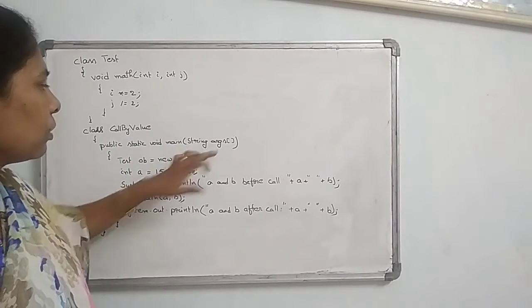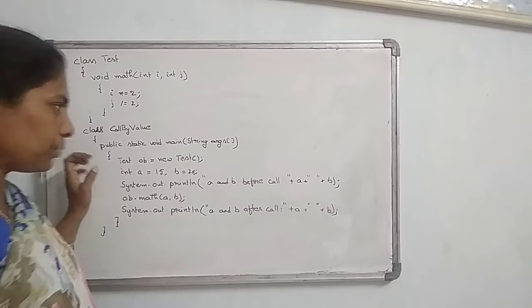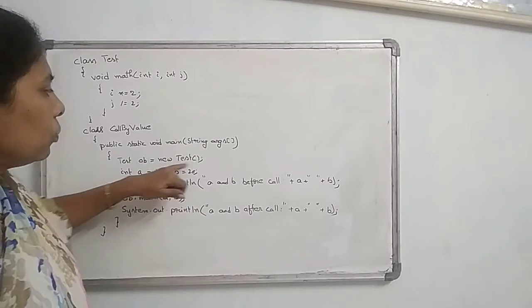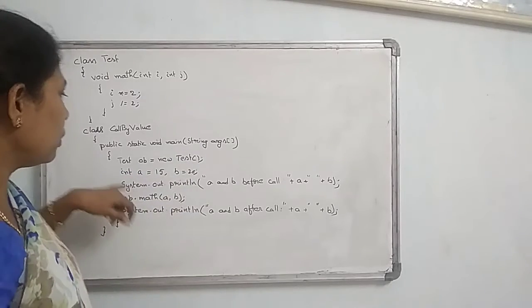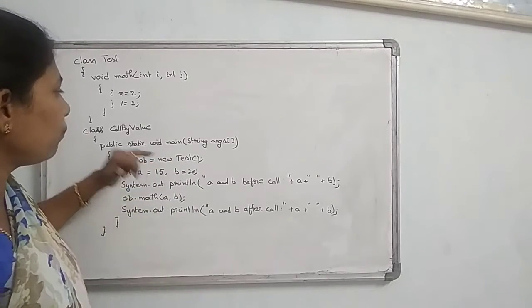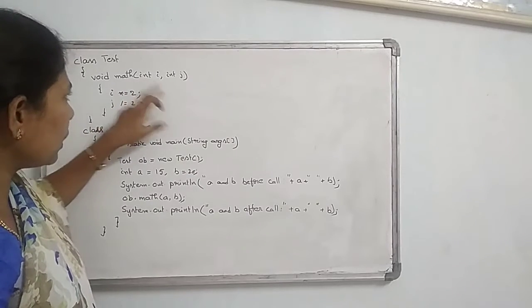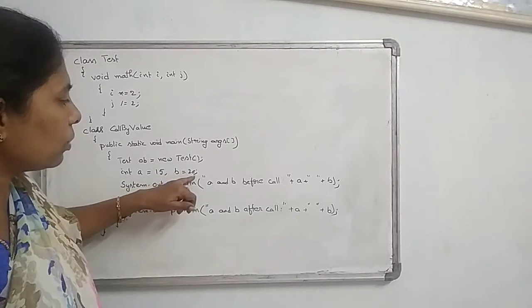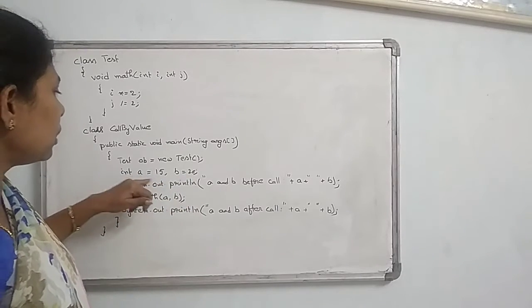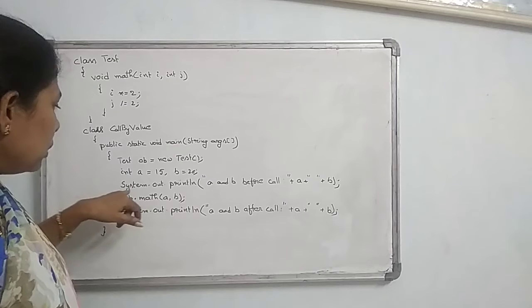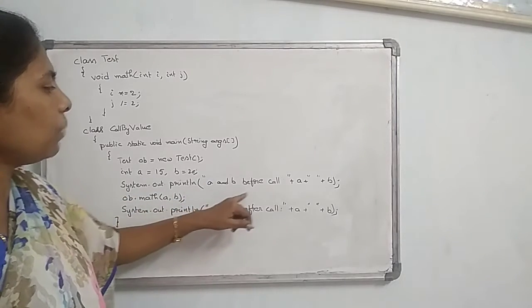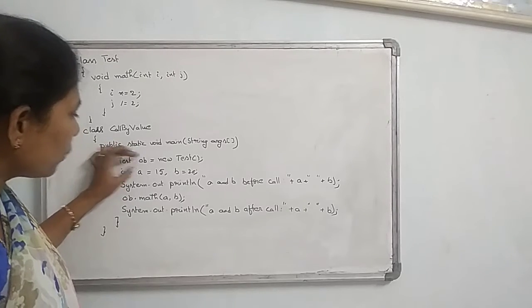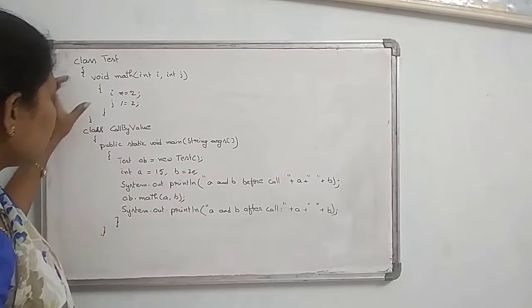In it I am taking the main method, public static void main(String[] args). Here I am creating the object of the class Test, so Test test = new Test(). Now I am passing the values for i and j. I take two variables a and b, where a is 15 and b is 20. These a and b values are passed. Next, System.out.println of a and b before call. So I am creating the object, but I am not yet calling any function of the class Test.